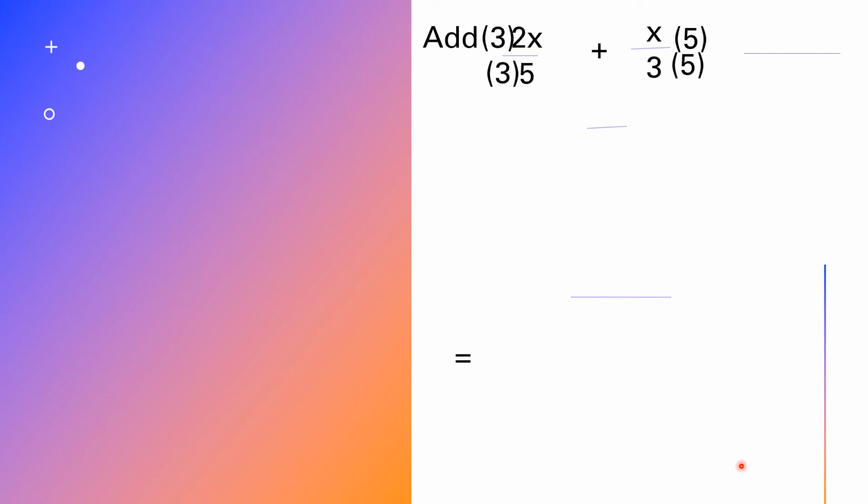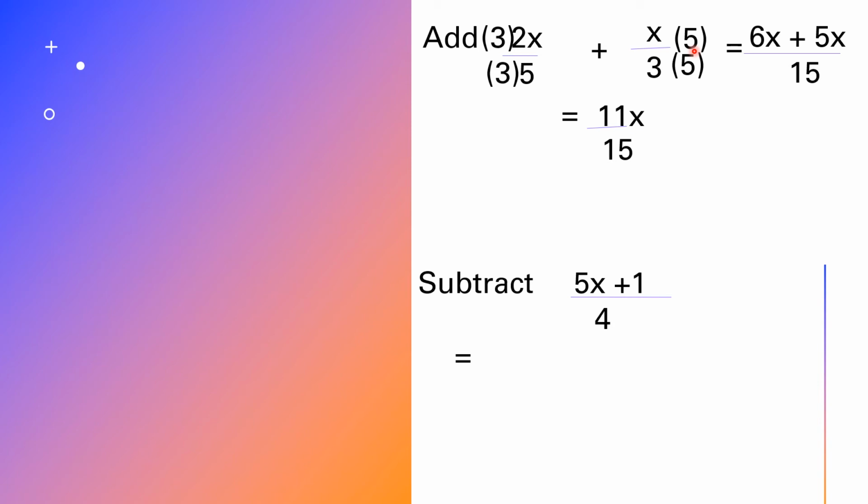And then distribute this one. 3 times 2x, and that is 6x plus 5x. And then 15, common denominator. So 6x plus 5x, that is 11x, divided by 15. That's it.